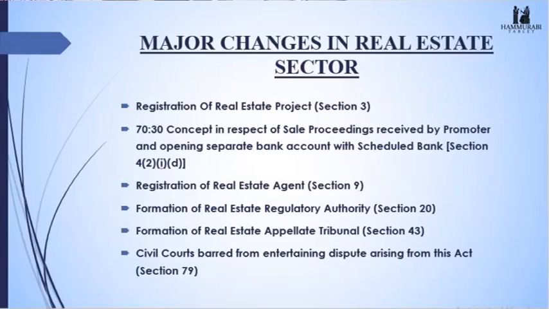At first, we will see what are the basic new changes which have come into this particular act. This new act has done several changes, and those changes can be reflected when you see particular sections. For example, there is section 3, registration of real estate project. Then there is a 70-30 concept which has been introduced in the act, wherein a separate account has to be operated by a promoter, wherein he has to deposit 70% of the amount which he receives from allottees. Now this is something really new, and we will deal with this in detail as we go ahead in this discussion.